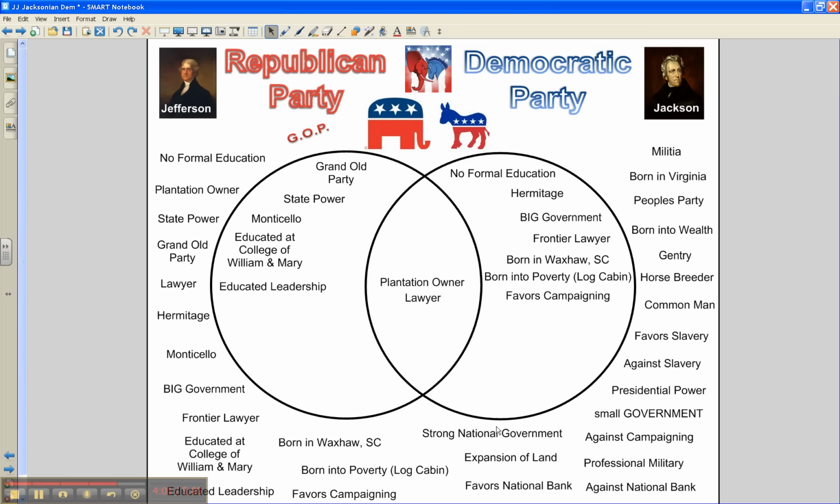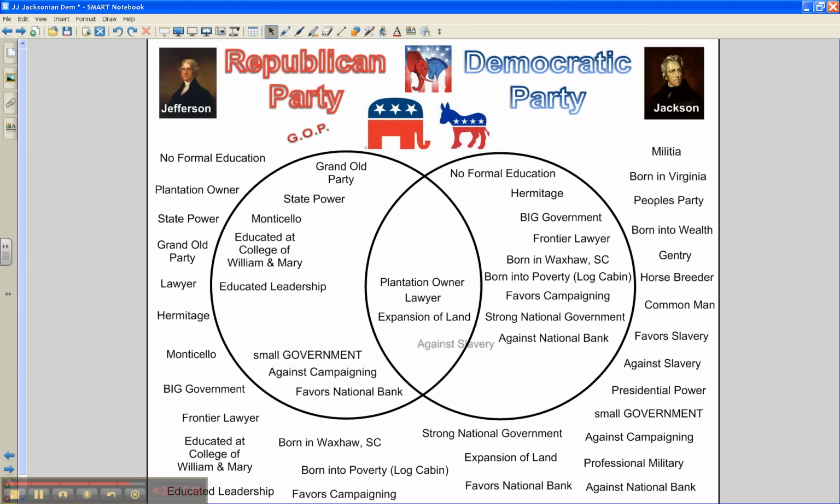Favors campaigning, a strong national government. Expansion of land would be something that both would want. Favors a national bank. Eventually it would be the Republican Party or the Whigs, but at first it was not either. Against the national bank, Andrew Jackson. Against campaigning. Small government. Against slavery or for slavery. We're going to put this in the middle because both sides had both ideas of that.